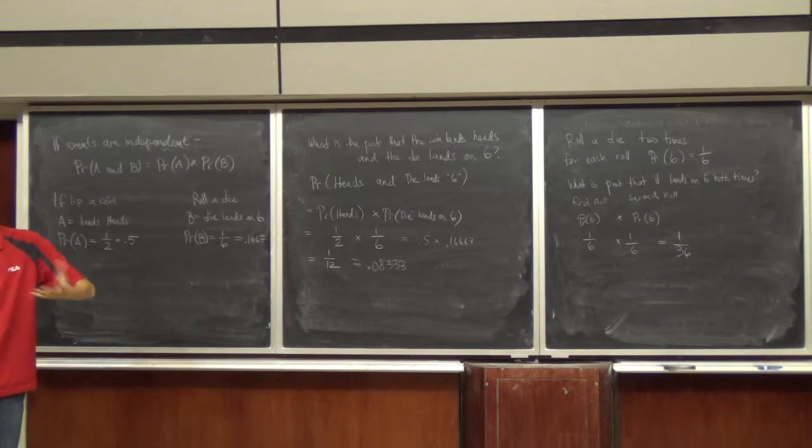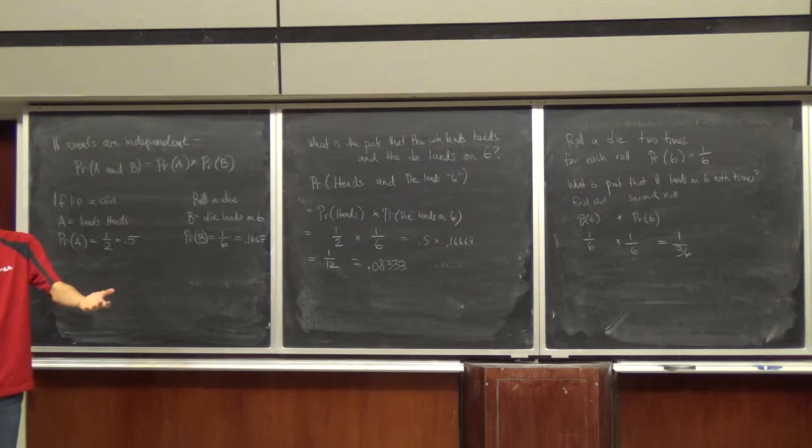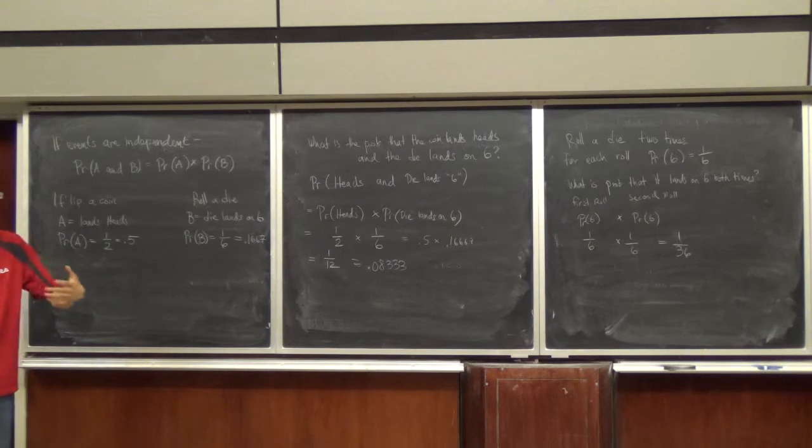And each roll is independent, right? The outcome of the first roll has no influence on the outcome of the second roll. So they are independent. I can multiply the things together. 1/6 times 1/6 is 1 out of 36. Is that okay?